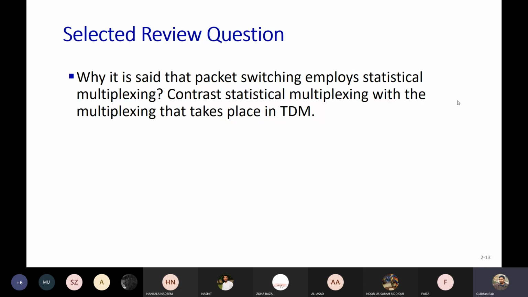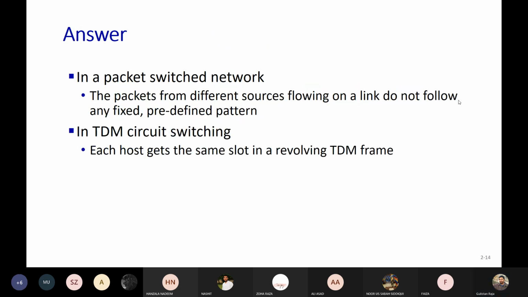Maybe we didn't talk about statistical multiplexing. I'll explain it to you in this question, and I'll not ask you to answer this question. There is one concept of statistical multiplexing. Recall that you have studied time division multiplexing and FDM, right? Now let me explain through this review question what statistical multiplexing is.